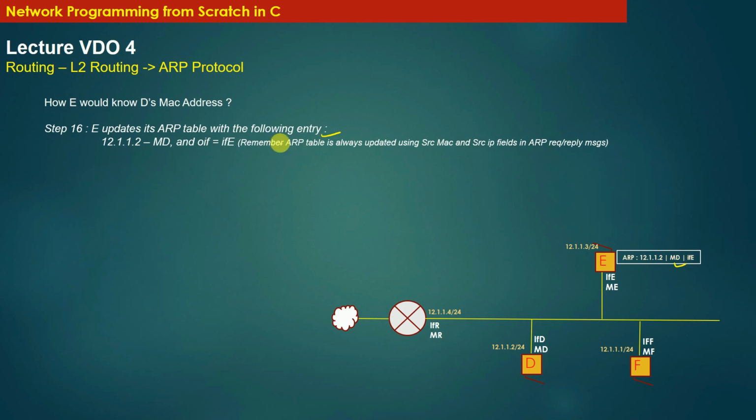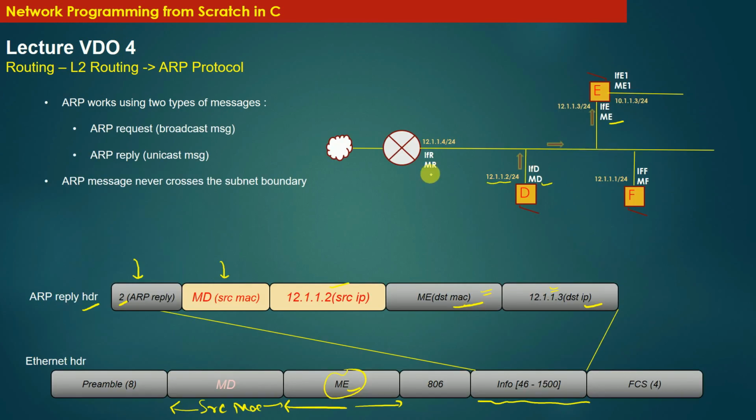So remember that the ARP table is always updated using the source MAC and source IP address fields in the ARP reply message. Not the ARP request message, only the ARP reply message. In the previous slide, you can see the source MAC and source IP addresses specified in the ARP reply message, and using these fields, when machine E receives the ARP reply message, it populates its ARP table.